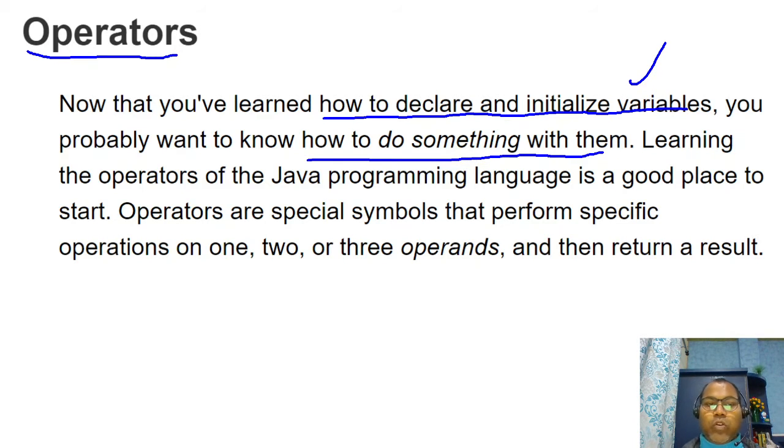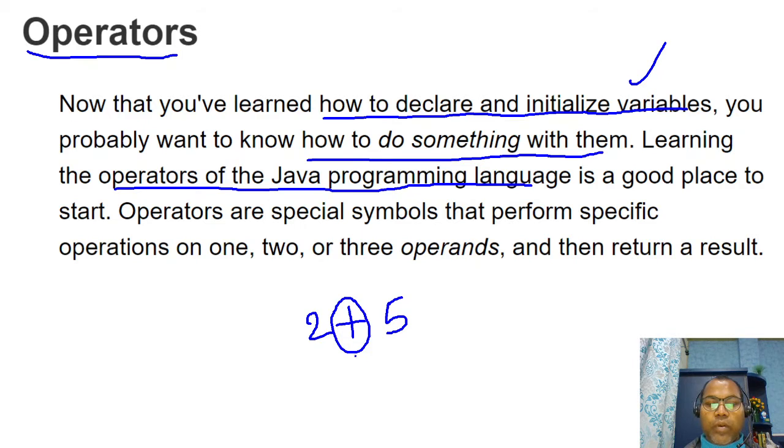The operator of a Java programming language is a kind of, let's see, plus sign, minus sign in the maths. You have, let's say, 2 and plus 5. So Java says this plus sign is an operator. This is the operator.